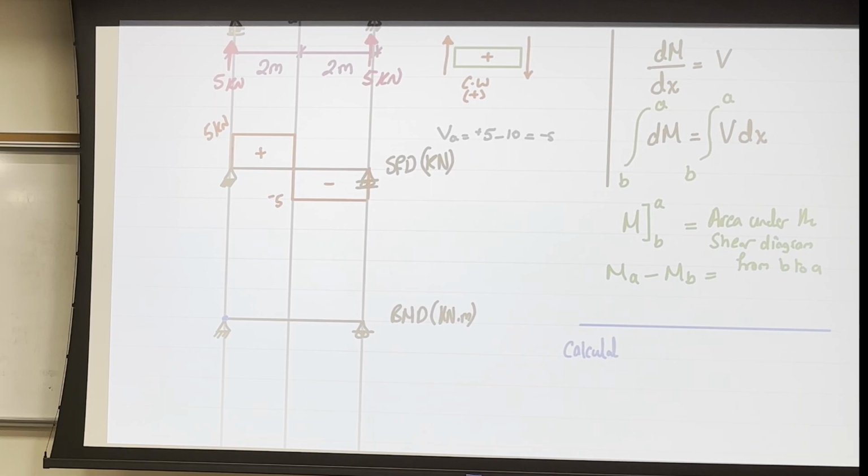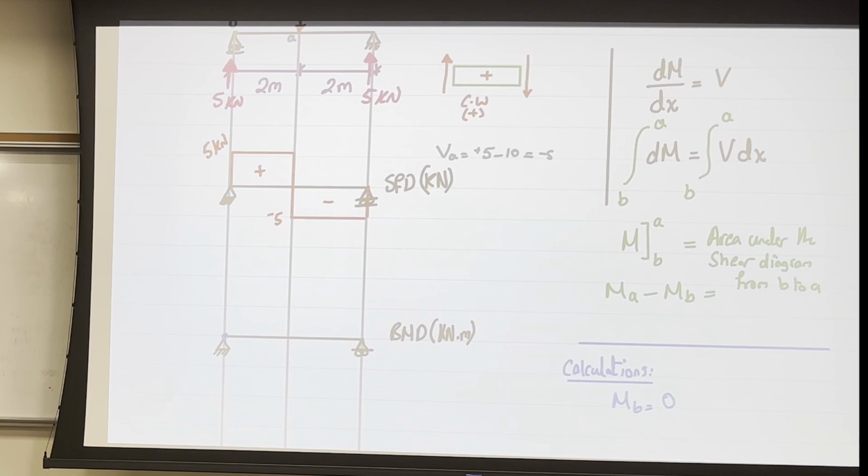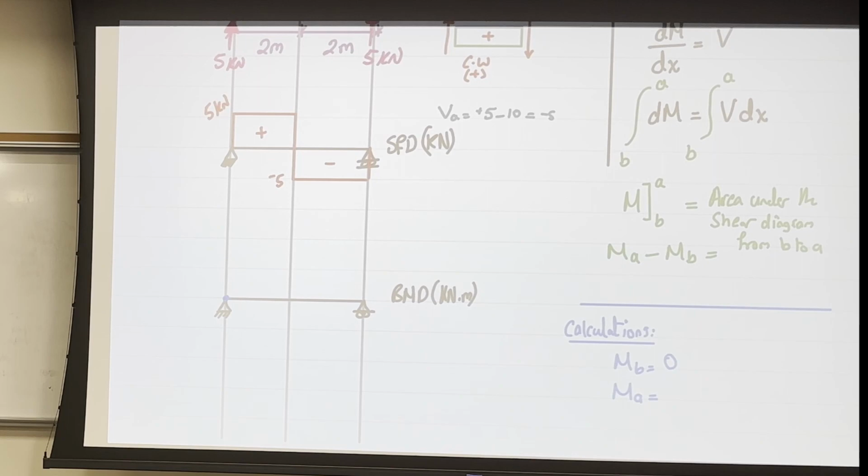So MA, sorry, MB, which is at the very first point, is equal to zero. Now I want to find the moment at point A. So MA, which is in the middle here, is going to be the area under the shear. So MA, which is here, you want to sum all the area.